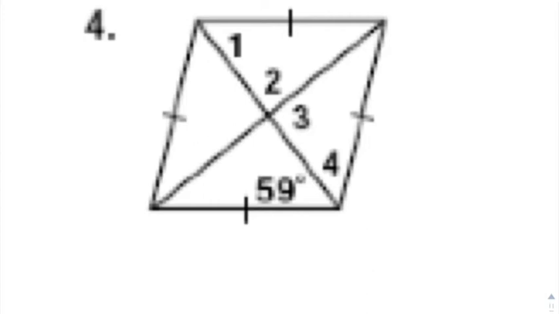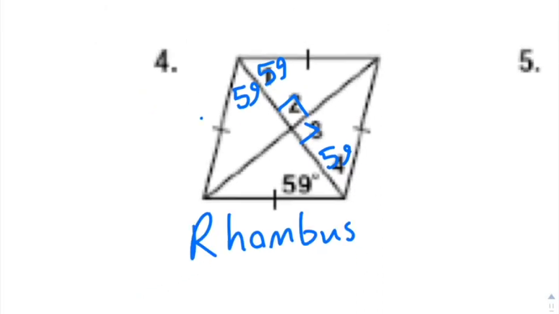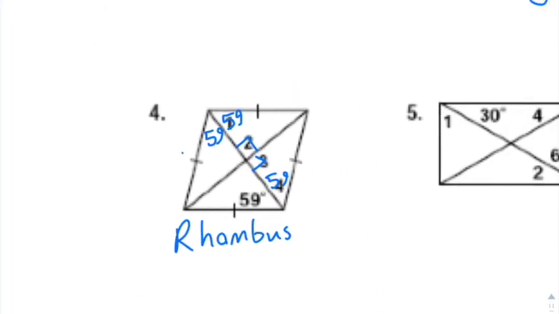What we got here, 59 degrees, alternate interior angles, 59 degrees as well. It's a rhombus because you got 4 congruent sides. So we know we have angle bisectors, 59, 59. We know that these middle angles, if it's a rhombus, those have to be 90 degrees. So actually that's all you got to do there on that one.